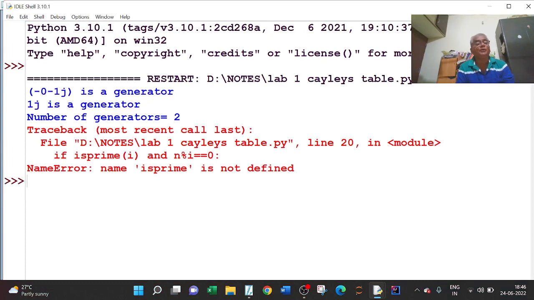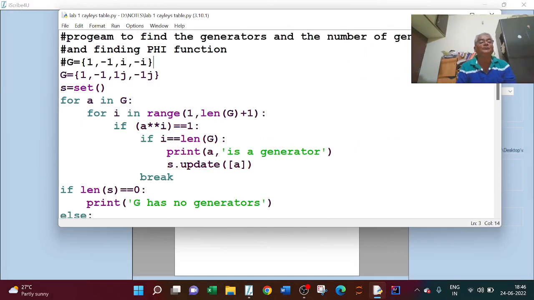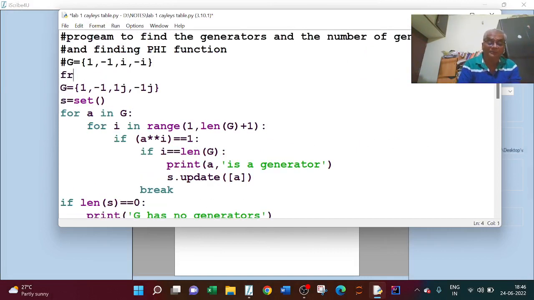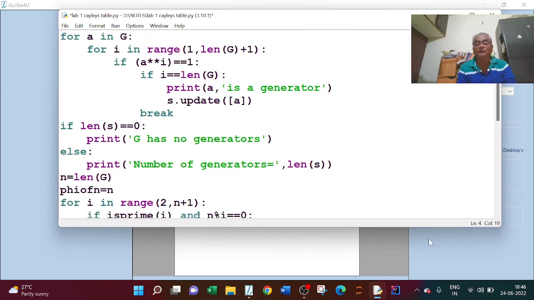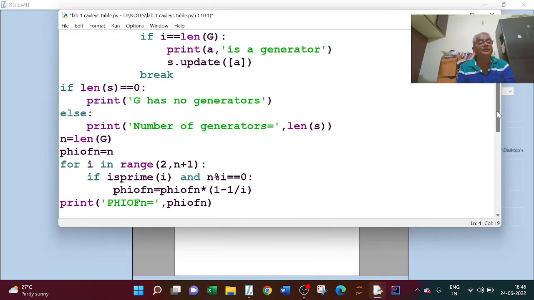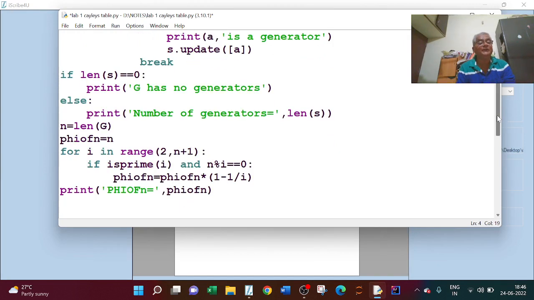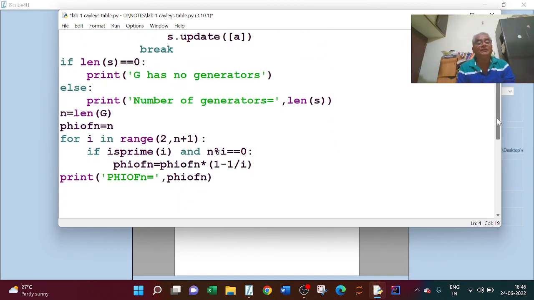Some error: prime is not defined. So I have to import from SymPy import star. Okay, I think pi of n is not defined. I think I have defined PHI of n equal to n. PHI of n is prime. Okay. Now I will run this program.